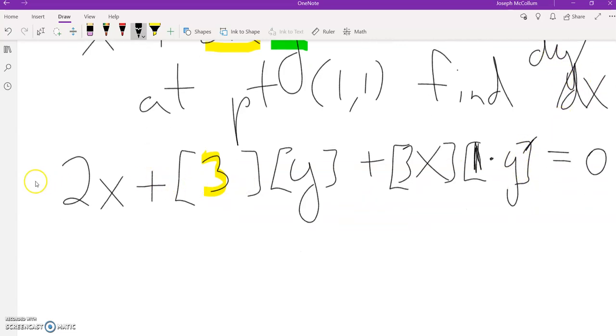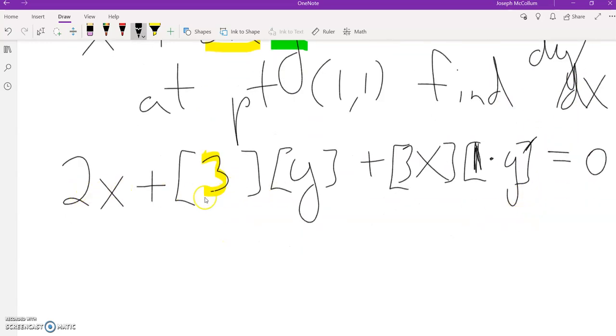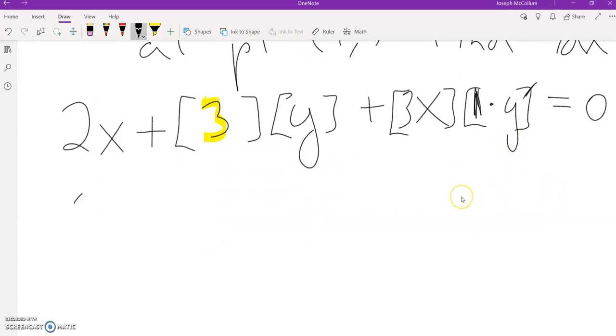All right, so we have this long expression that I just took the derivative of. I want y prime because it says find y prime, right? dy/dx, find y prime. So I'm going to now simplify. Okay, it's good algebra. 3 times y is 3y.